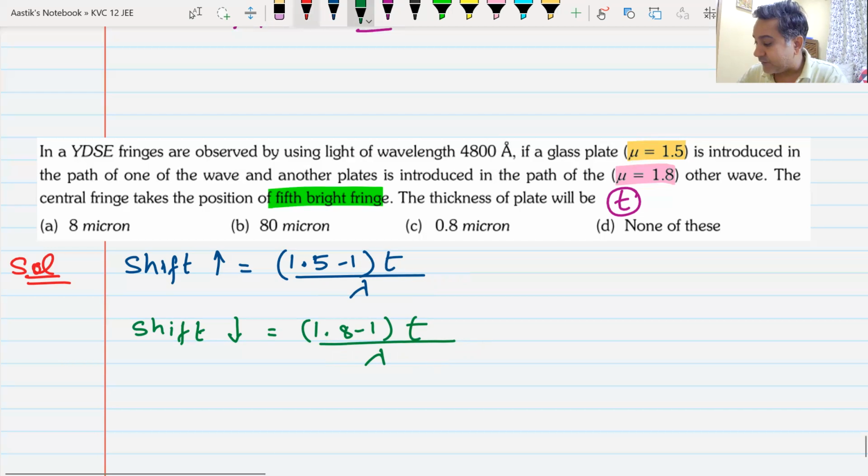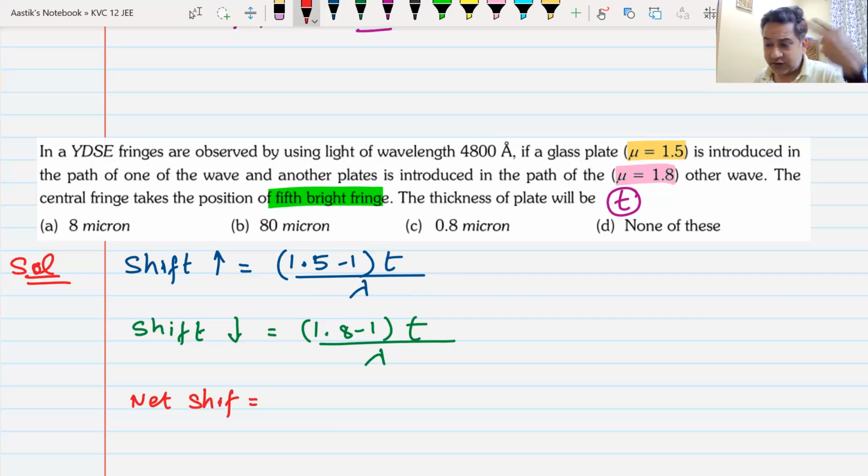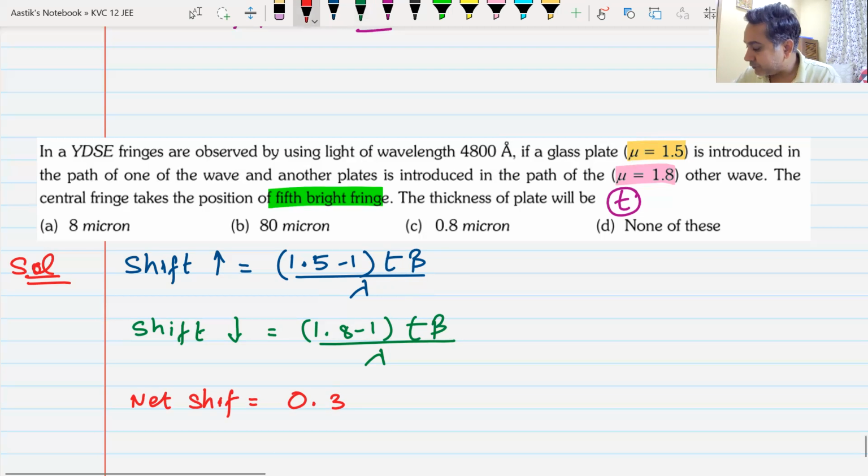So it will shift more downwards. What is the next shift? You can find out the next shift. Next it will be (1.8 minus 1) minus (1.5 minus 1), so it will be simply 0.3. Oh, I have not multiplied by beta. Sorry. Beta by lambda. 0.3 T beta by lambda. Yes or no, my dear friends?